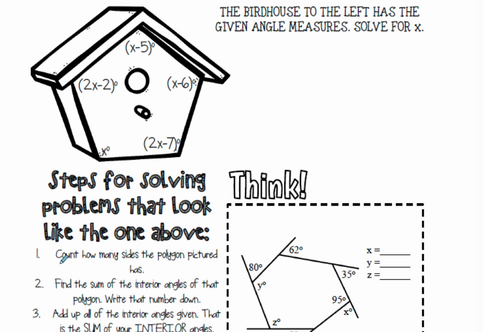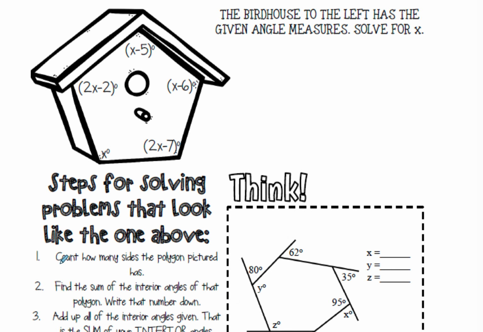All right. Let's try this next one. It says the birdhouse to the left has the given angle measure. Solve for x. You're going to try this one on your own. It is the exact same type of problem as the last one, aside from once you finish your equation for x, then you can stop. All right. So let's get the equation set up together and then you'll pause it and solve.